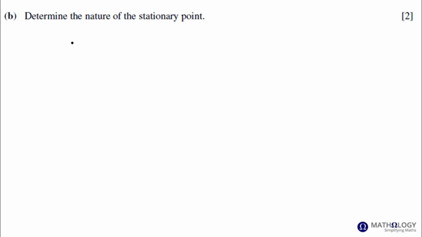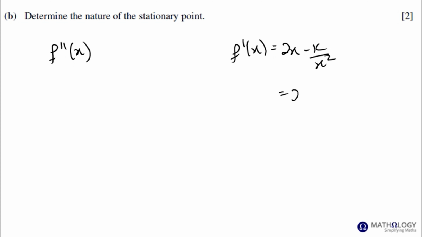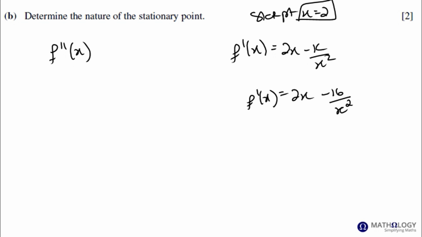To determine the nature of the stationary point, we need to find the second derivative. The first derivative is 2x minus k over x squared, and we know k is 16, so it's 2x minus 16 over x squared. The stationary point occurs when x equals 2. So for the second derivative, let's put the first derivative into differentiable ready form: 2x minus 16x to the minus 2.